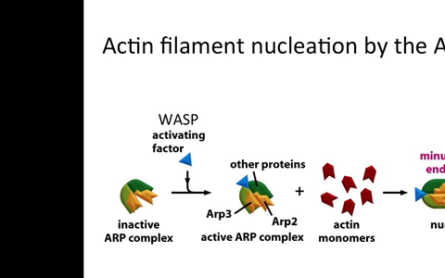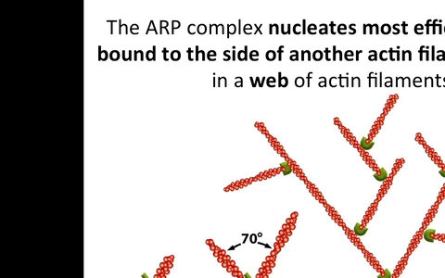WASP is an activating factor, so it actually turns on ARP2 and 3, and then you get nucleated actin. So it binds at the minus end and adds at the plus end. So remember this web that I mentioned before. The ARP complex nucleates most efficiently when bound to the side of another actin filament, specifically at a 70-degree angle. That's weird.